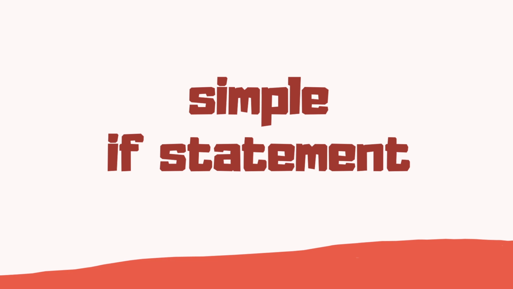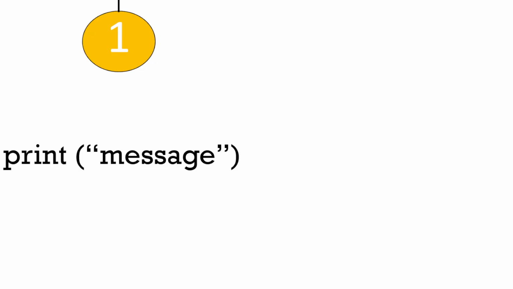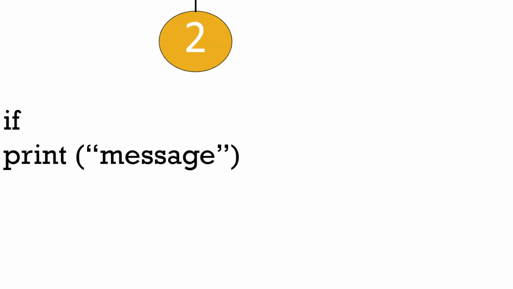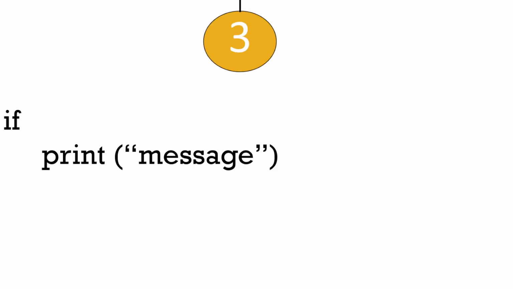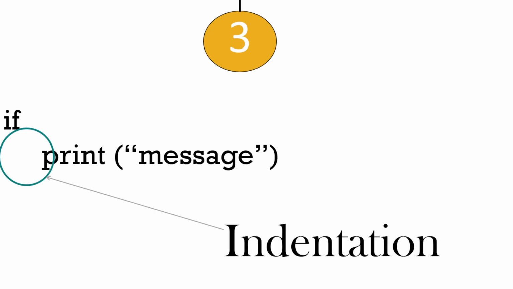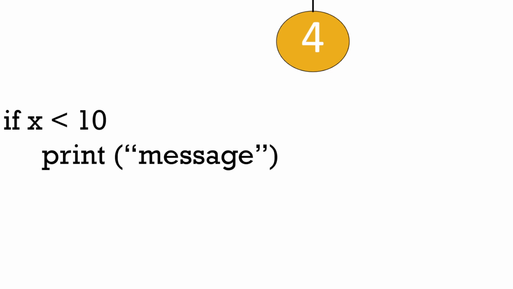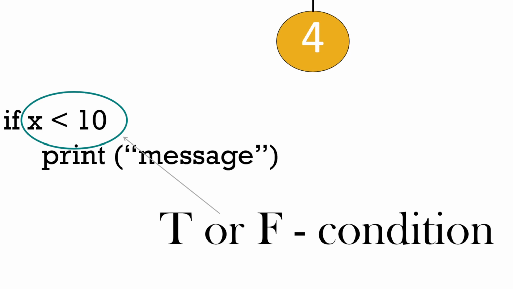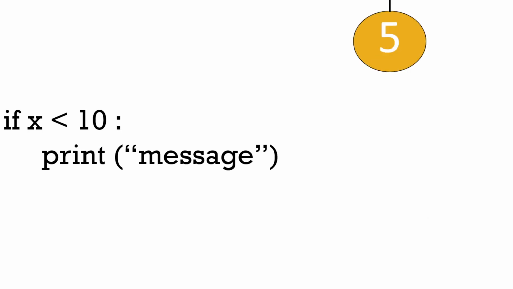Let's look at the if statement. Here's a simple print statement we're used to. We use the word if before. The print statement is now moved over. There's a space in front of it, and this is called an indentation. Now we have the condition, x is less than 10. So that's going to be true or false. Finally, we have a colon. That's the if statement.